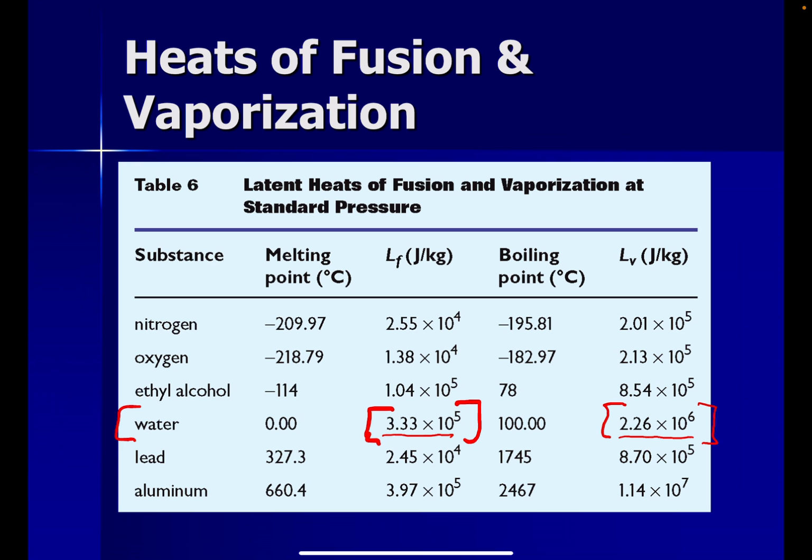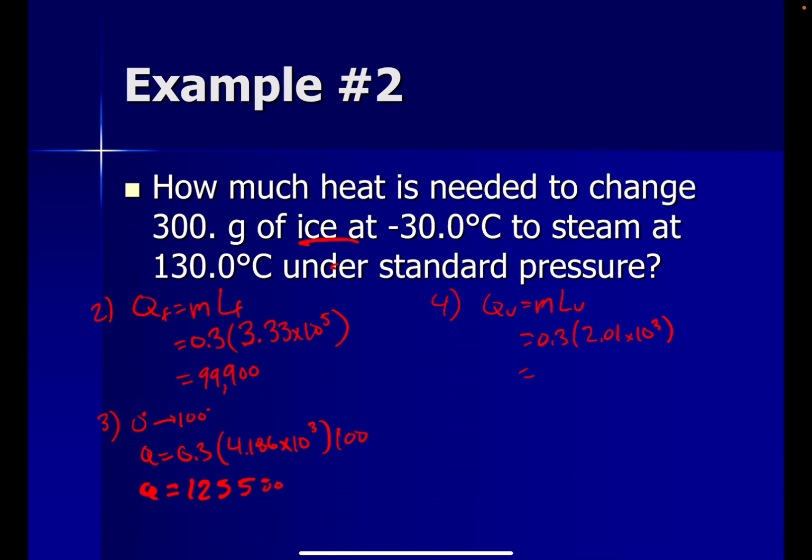Latent heat of... Yes, okay, I wrote down the wrong number. I need this number. That is my steam number, right? So I need 2.26 times 10 to the 6th. That is the number I need. So 0.3 times 2.26 times a million, essentially. And that seems a lot more reasonable. It actually takes a lot of energy to evaporate water, which is why it takes so long to boil stuff.